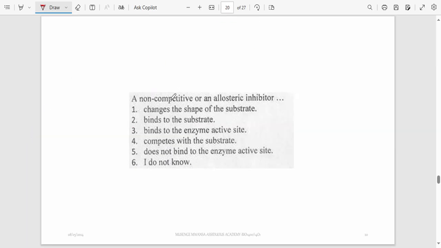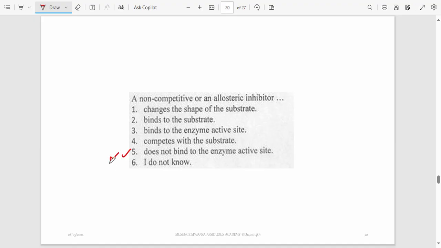Okay, let's look at this one. A non-competitive or an allosteric inhibitor: A, changes the shape of the substrate. B, binds to the substrate. C, or 3, binds to the enzyme active site, competes with the substrate. D, does not bind to the enzyme active site. Which one is the best option here? 5. Okay. Any different option or anyone to support? No one? 5. Okay.